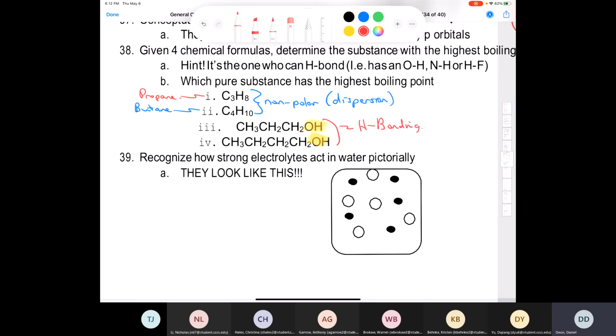However, when you compare these two, you see that this one has a longer chain, and so it's a heavier molecule. It's got more electrons, and so its dispersion forces are going to be stronger. And so the tiebreaker here would be, even though they can both participate in hydrogen bonding, the bigger one is going to have the higher boiling point.